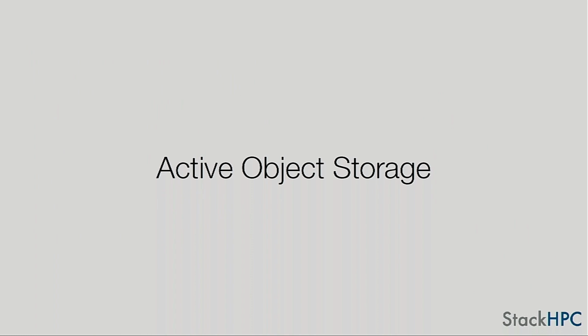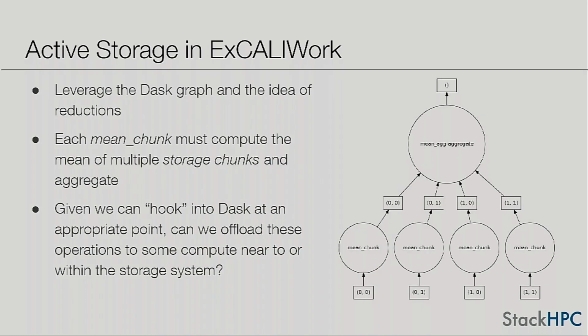So this is where active object storage might come in. So the idea is that we're going to take this Dask graph, and in place of reading the data and performing the reduction, we want to hook in and offload the computation to some active storage system.